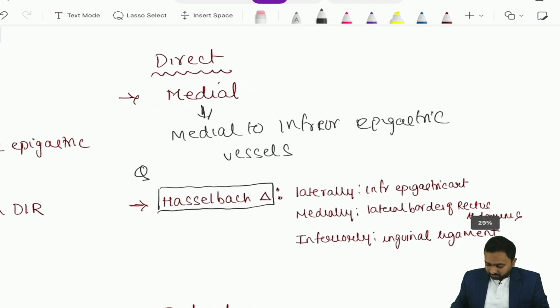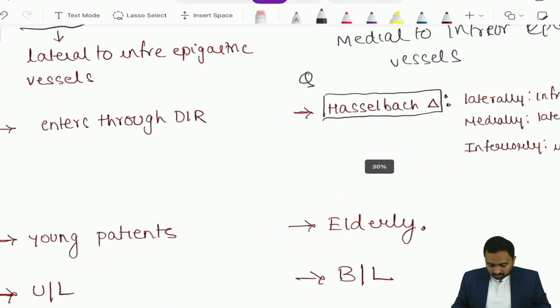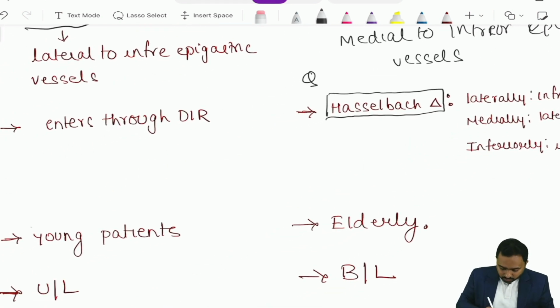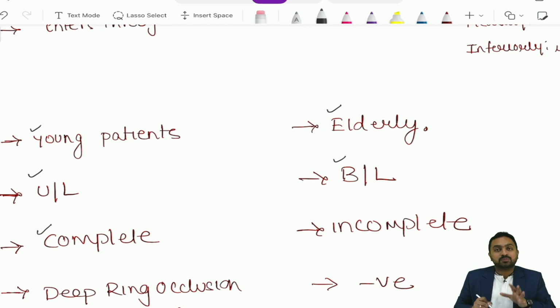So, what are the boundaries of Hasselbach triangle? This is formed laterally by the inferior epigastric artery, medially by the lateral border of the rectus abdominis, and inferiorly by the inguinal ligament. Now, other differences include indirect usually occurs in young patients, whereas direct hernia usually occurs in the elderly. Direct is usually bilateral, whereas indirect is usually unilateral. Then indirect tends to be complete, whereas direct tends to be incomplete.